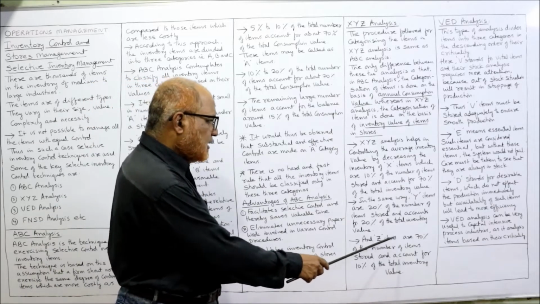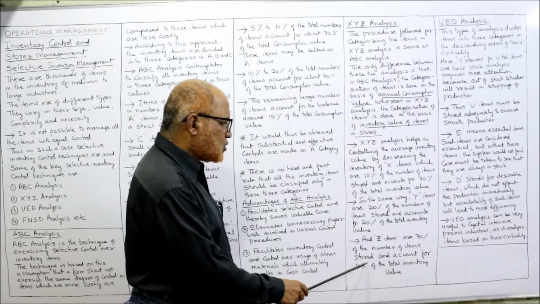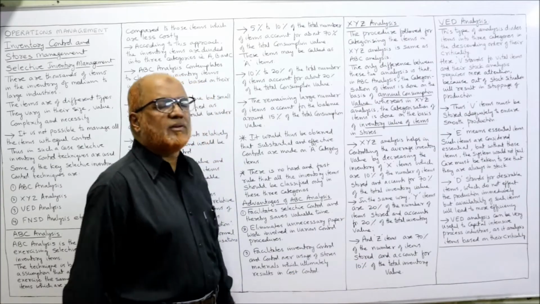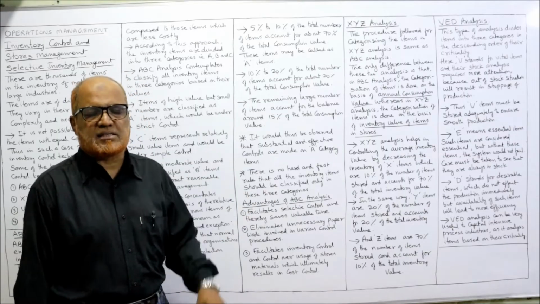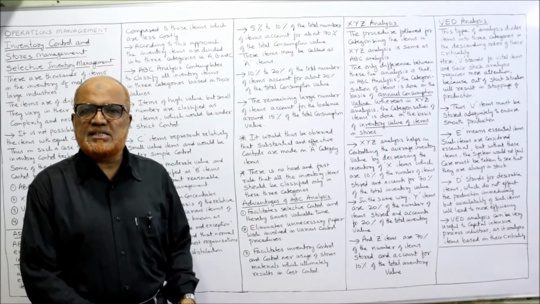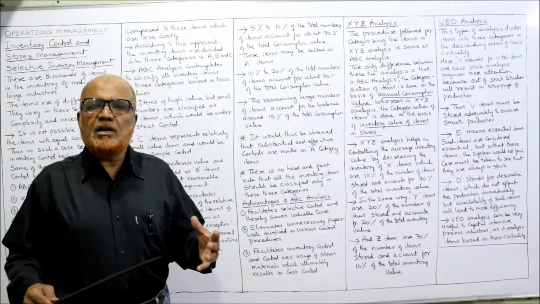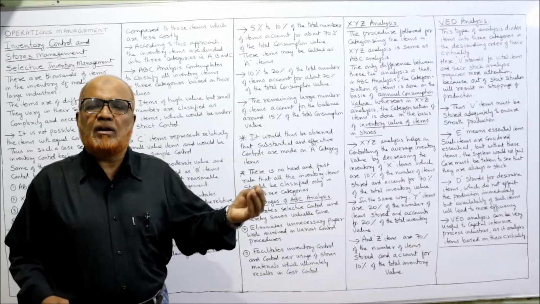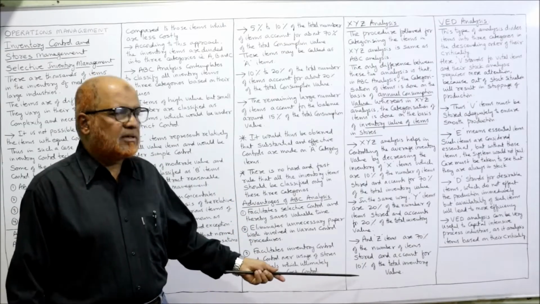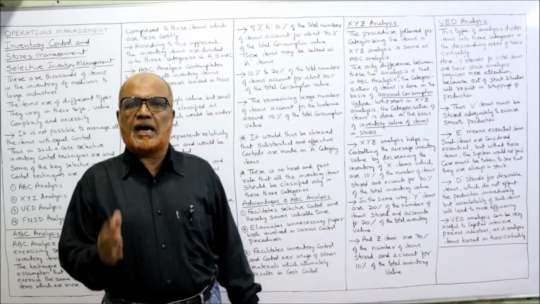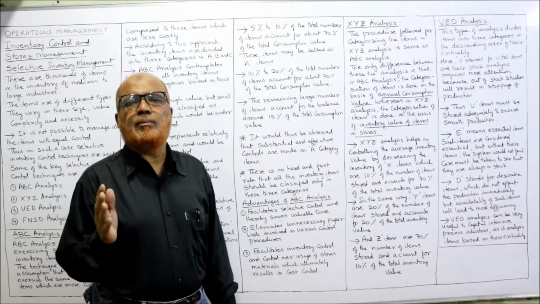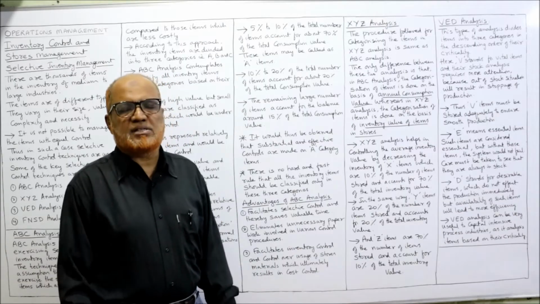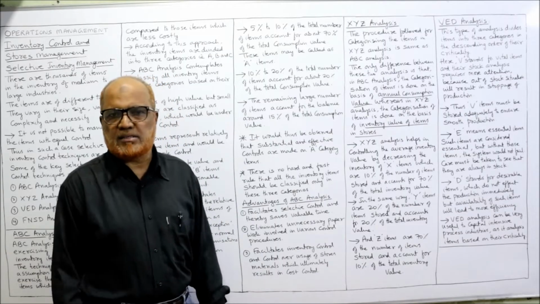And Z items are 70% of the number of items stored and account for only 10% of the total inventory value. Opposite of X is Z, where 70% of items are there, but the inventory value is only 10%. So in this way, we can categorize X, Y and Z. So selective methods we have discussed, that is ABC and XYZ.